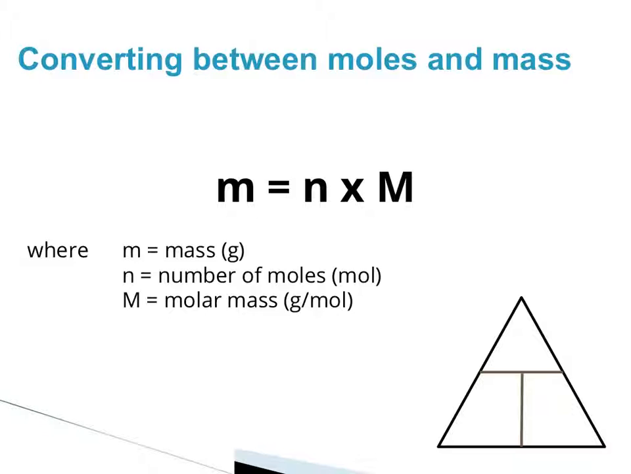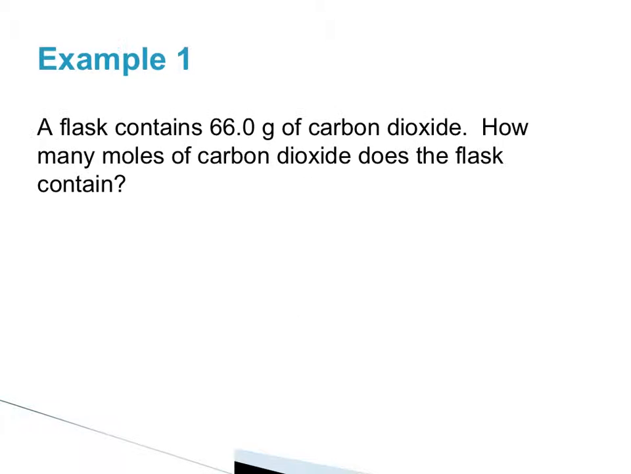We can then use a formula to convert between moles and mass. So the formula is that the mass is equal to the moles times the molar mass, or little m is our mass, which we're going to put in our triangle here. N is the number of moles, and big M is our molar mass. Let's look at a couple of examples then using this equation.